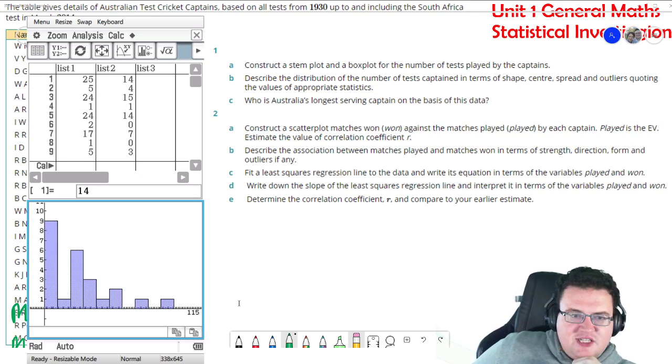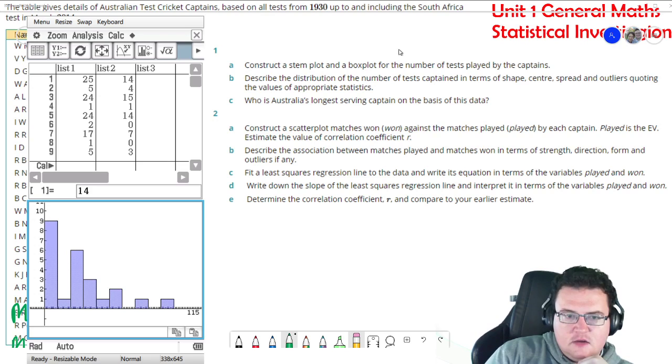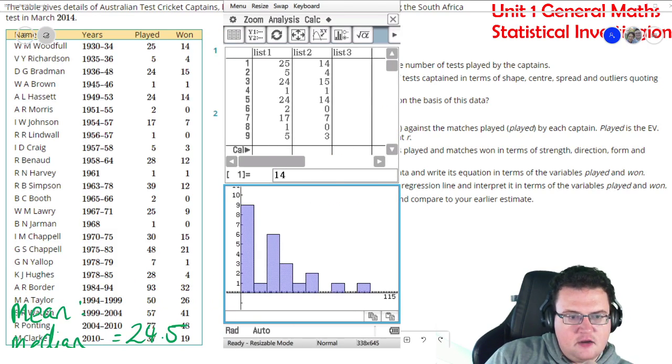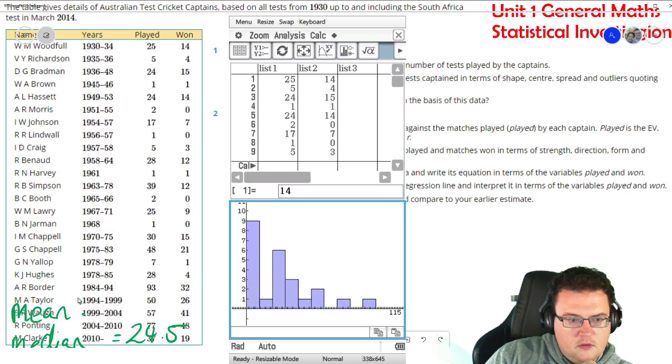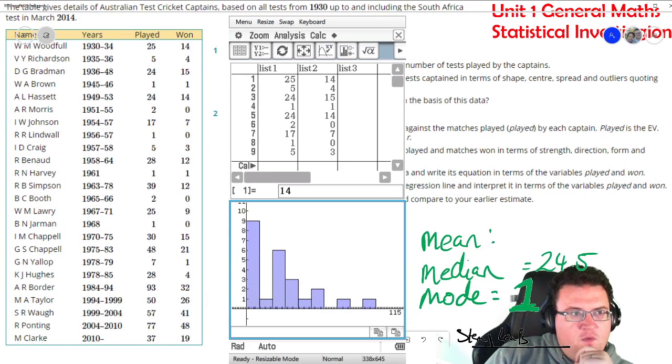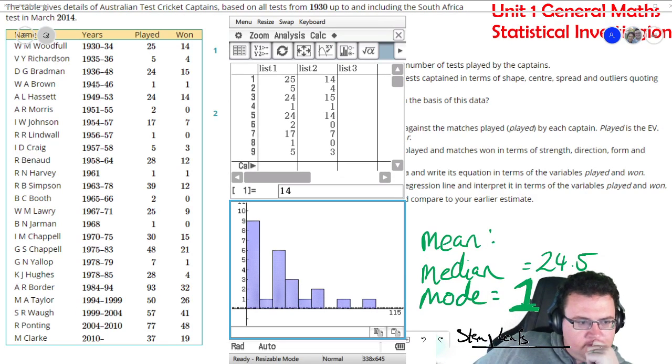All right. Question C says, from the data, who is the longest serving captain? So who is the person who captained the most? If we go back and look at our data set again, move it out of the way. Who is the longest serving captain, if you're looking purely at matches played?